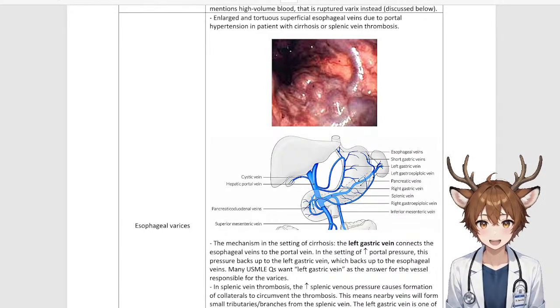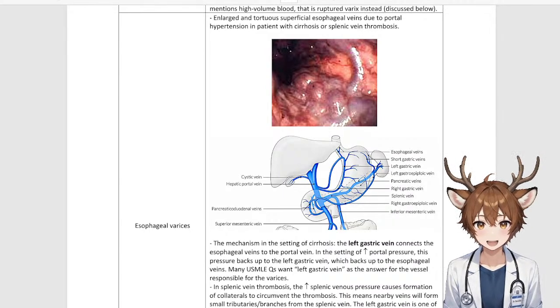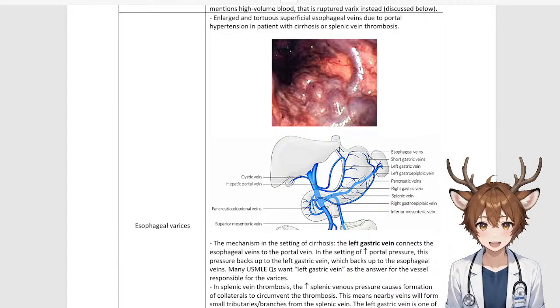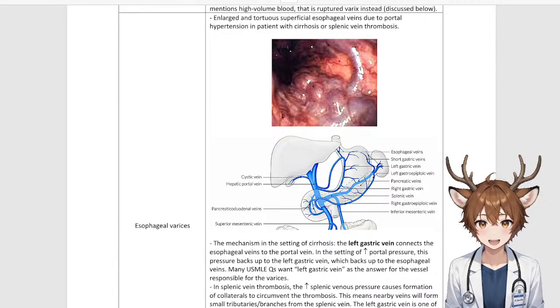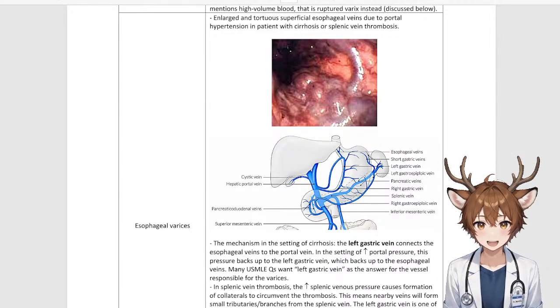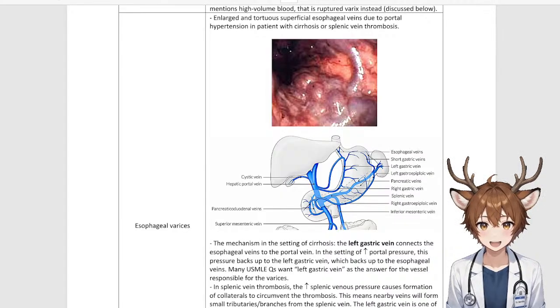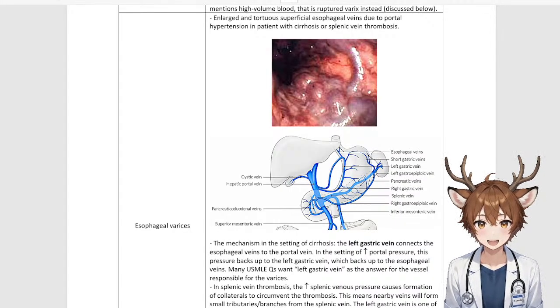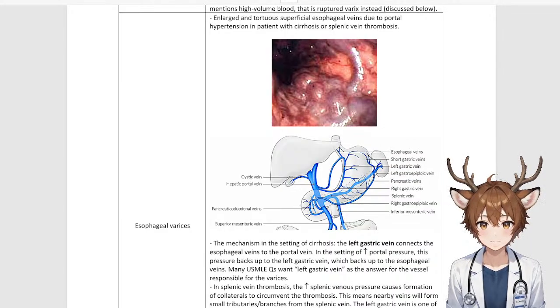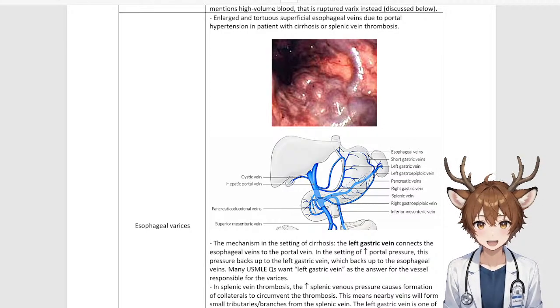In splenic vein thrombosis, the increased splenic venous pressure causes formation of collaterals to circumvent the thrombosis. This means nearby veins will come from small tributaries or branches from the splenic vein. The left gastric vein is one of them, leading to an increase in esophageal venous pressure.